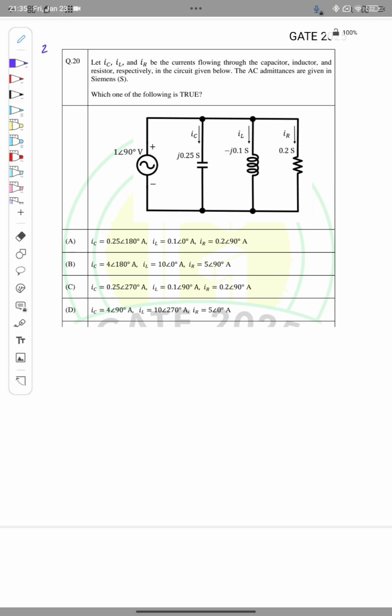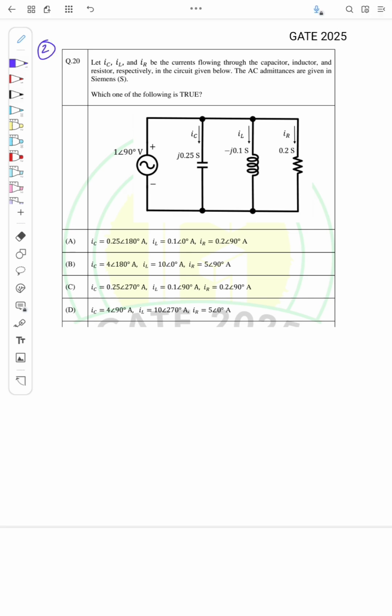Yeah, so this is another question from GATE 2025. The question is, let IC, IL and IR be the currents flowing through the capacitor, inductor and resistor respectively in the circuit given below. The AC admittances are given in Siemens. Which one of the following is true?